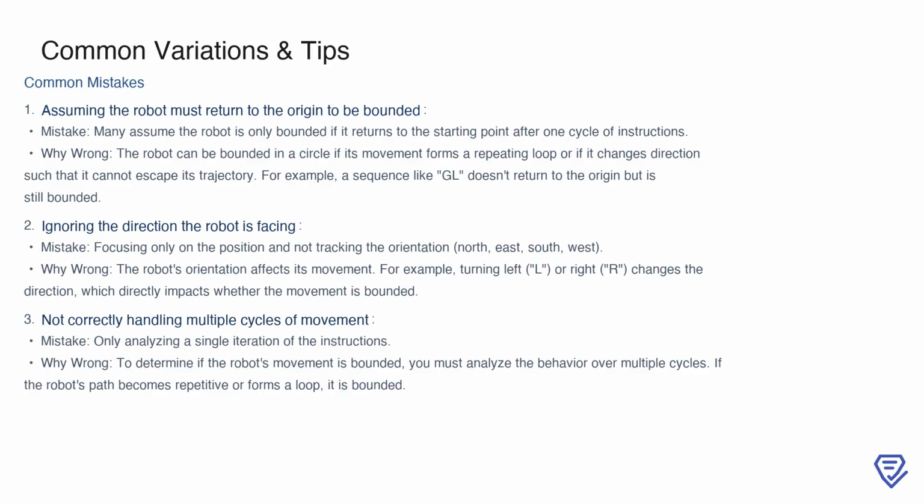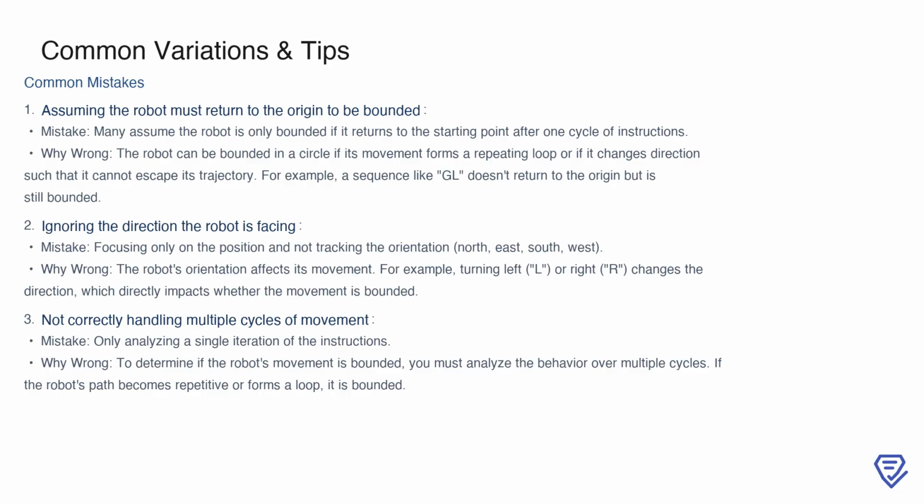One of the most common mistakes made in this problem is assuming that the robot must return to the origin after one cycle of instructions to be considered bounded. This isn't true, because a robot can still be bounded even if it doesn't end up at the starting point, as long as its movement forms a repeating loop or it changes direction in a way that prevents it from escaping its trajectory. For instance, a command like GL doesn't bring the robot back to the origin, but it still results in bounded movement.